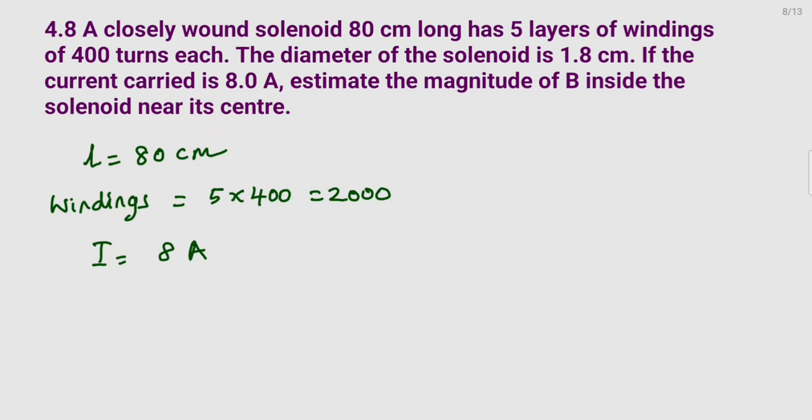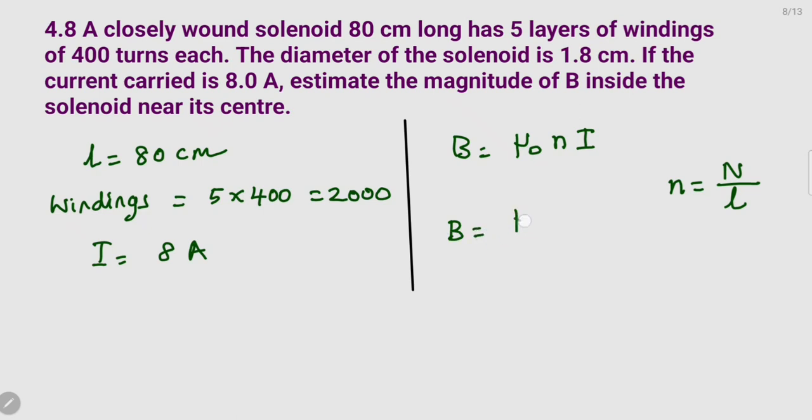And current is given 8 ampere, and we know the formula. Magnetic field B is equal to mu naught n I. Here it is case sensitive, small n. Small n stands for number of turns per unit length. Very important. So small n is equal to capital N by L, where capital N is the total number of turns and L is the length. So I'm going to use this capital N I by L only, because the total number of turns is given. So this 2000 is basically capital N.